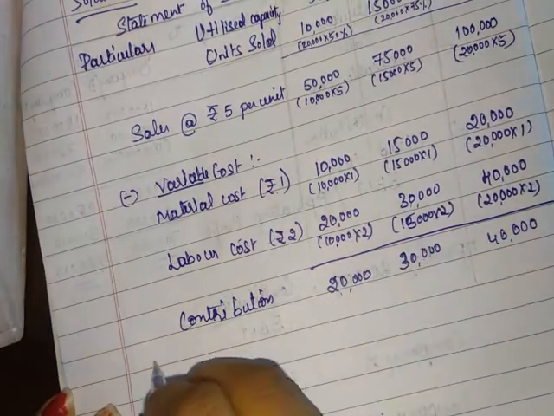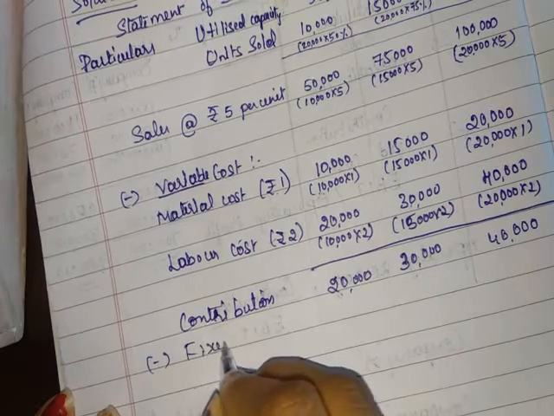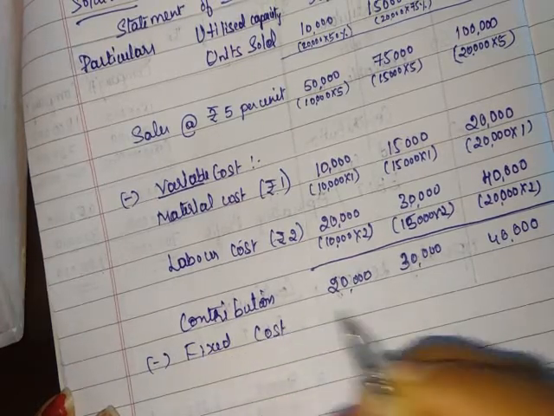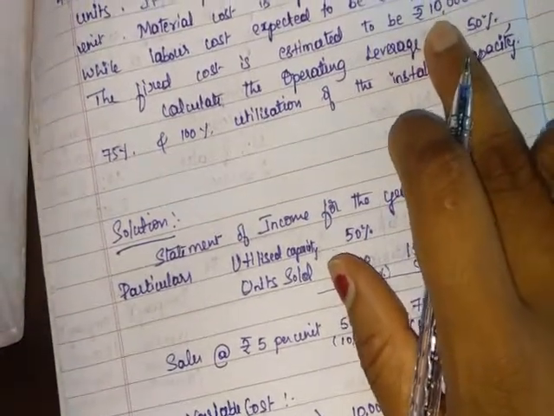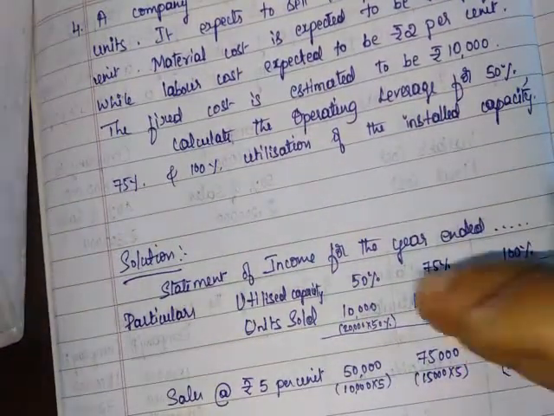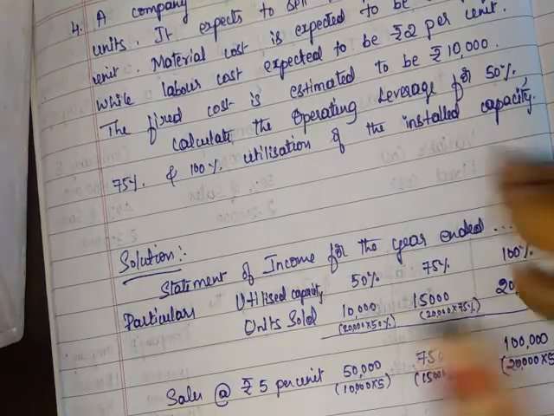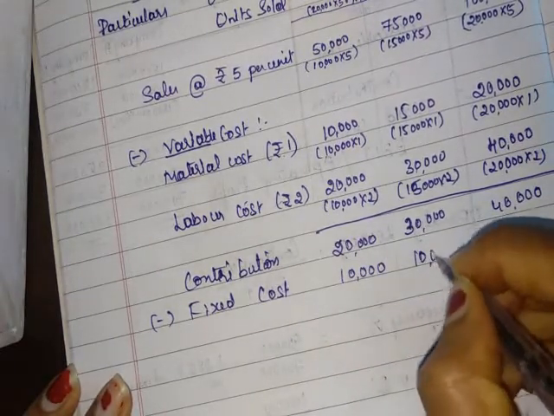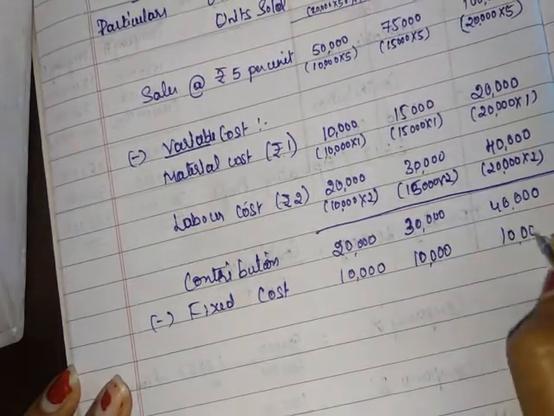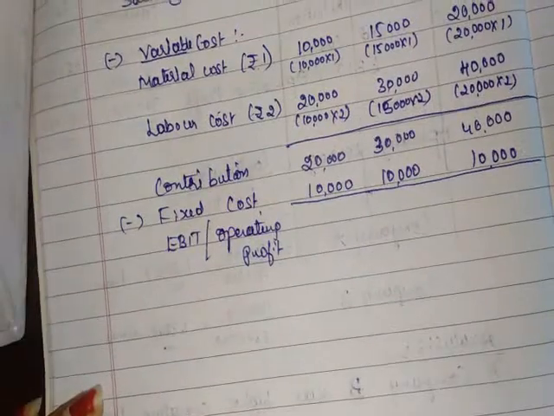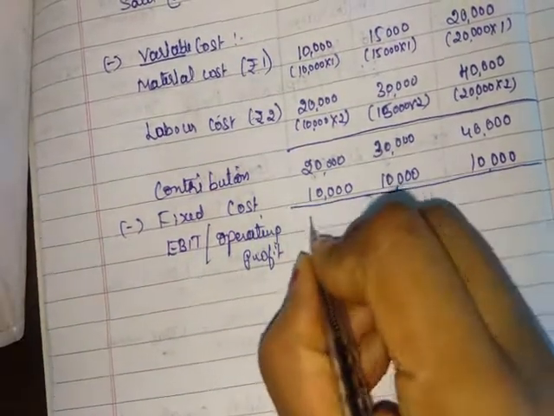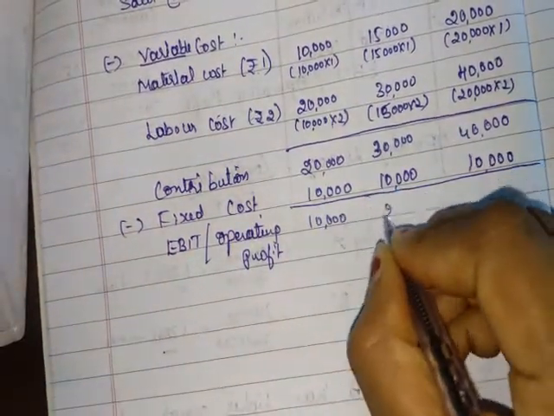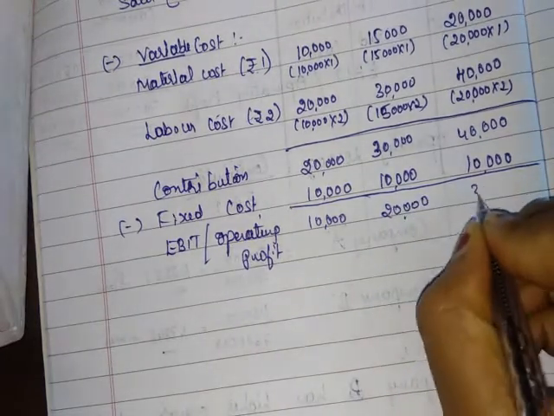Contribution less fixed cost. The next item to deduct is fixed cost. Fixed cost here is 10,000. So whatever the capacity is, however many units change, fixed cost does not change. It is the same: 10,000, 10,000 and 10,000. Therefore, EBIT or operating profit is 10,000, 20,000 and 30,000.